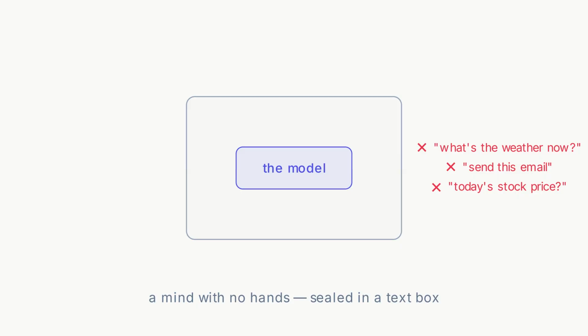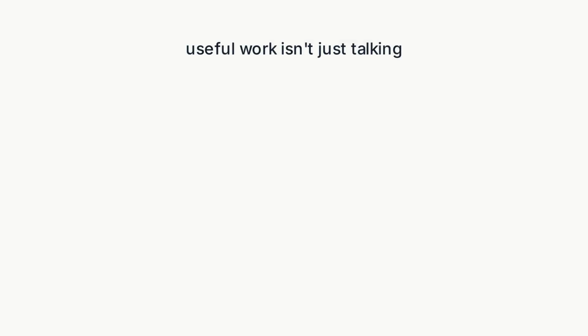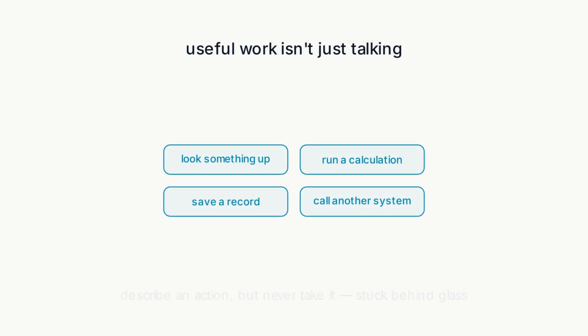It was trained on a frozen snapshot of the past, and it lives sealed inside a text box. All it can do is read what you write and write something back. Astonishing text, but text is where it ends. And that's a real problem, because most useful work isn't just talking, it's looking something up, running a calculation, saving a record, calling another system. A brilliant assistant that can only describe actions but never take them is stuck behind glass.